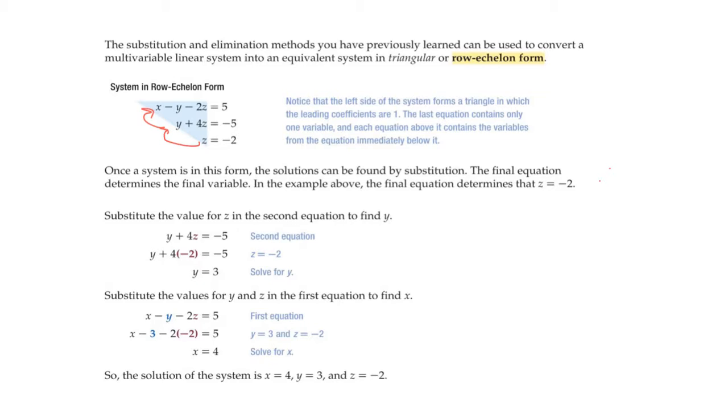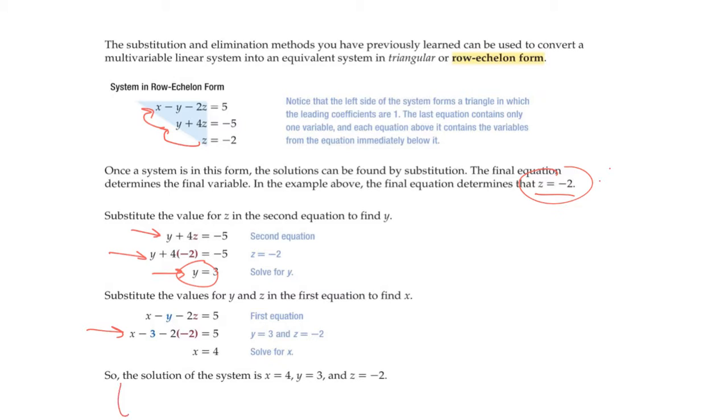So if you look, the final equation is z equals -2. So that means I'm going to plug -2 in for z. And then I get y minus 8 equals -5. I move that 8 over and I get y equals 3. So now I have y and z. I'm going to plug them in to here and then solve.